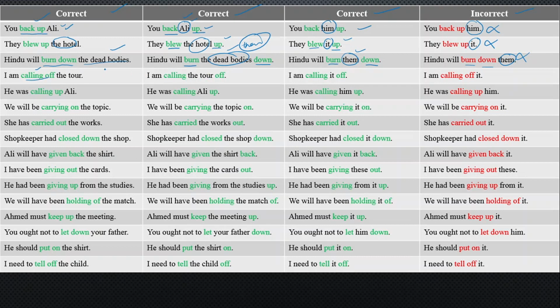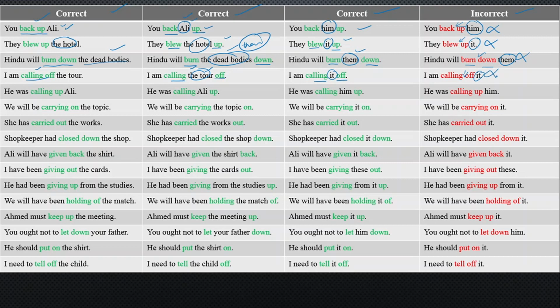See, the verb and adverb particle are separated by the object, and that is a noun, tour. But if I say I am calling it off, instead of tour we use it. I'm calling it off, I'm cancelling it. It is a pronoun, so it must be separated. But if you don't separate them, like I am calling off it, it is a pronoun and you are not bringing it in between the verb and adverb particle, so the meaning will be wrong and that sentence is considered wrong.